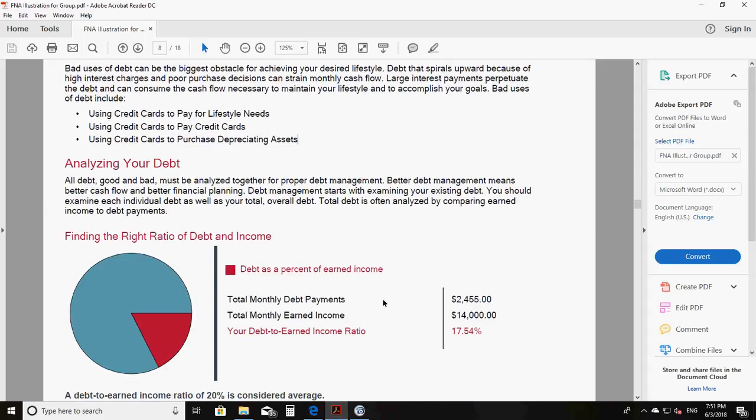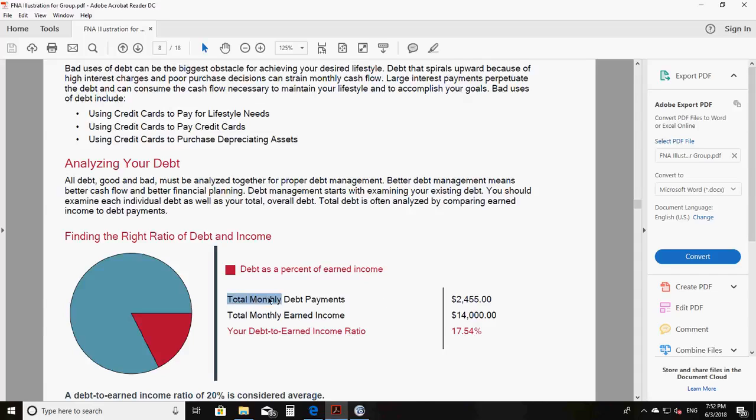So we've taken the debt and separated it. Now we're going to bring it back together to analyze the debt. All debt, good and bad, must be analyzed together for proper debt management. Better debt management means better cash flow, and that means better financial planning. Debt management starts with examining your existing debt. You should examine each individual debt as well as the total overall debt.